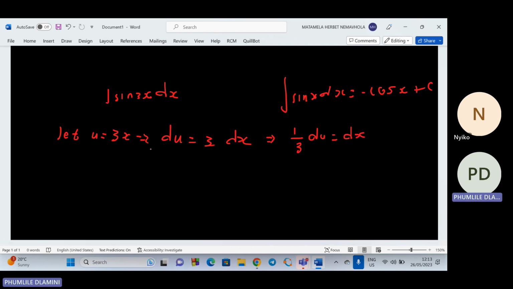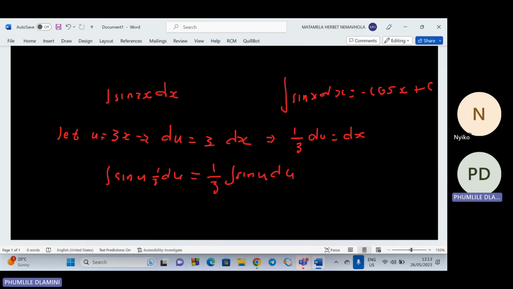So now when I have that, I can substitute. What is my u? My u is 3x, which means I'm going to say sine, where there is 3x, I'm going to put u. Sine u. Where there is dx, my dx is 1 over 3 du. So this is going to be equal to 1 over 3 integral of sine u du.